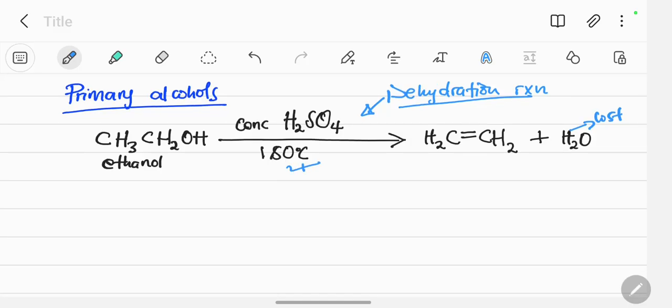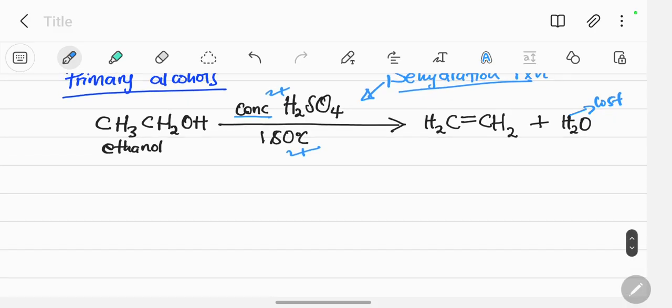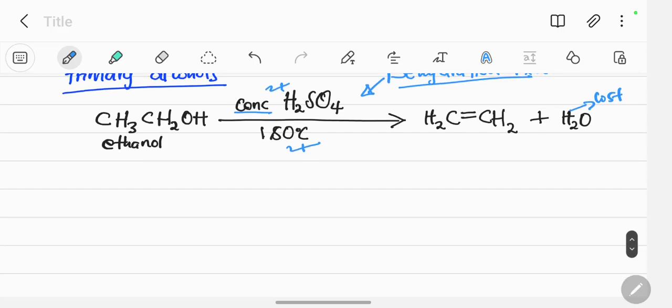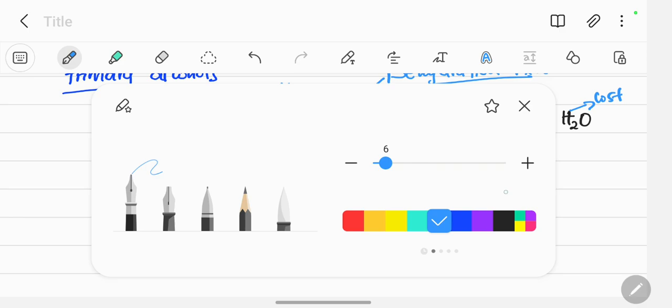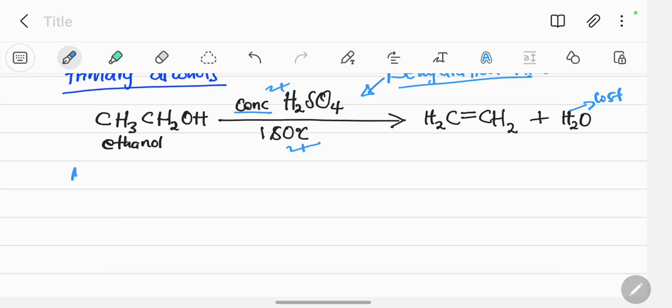And usually marks are given for those conditions there: concentrated or conc sulfuric acid. Then the mechanism. Our mechanism.